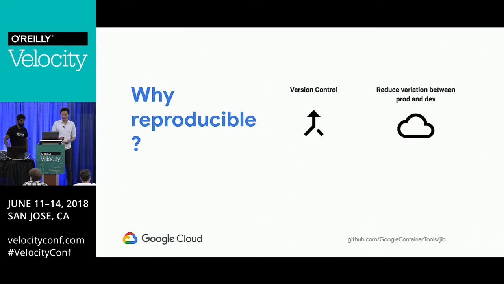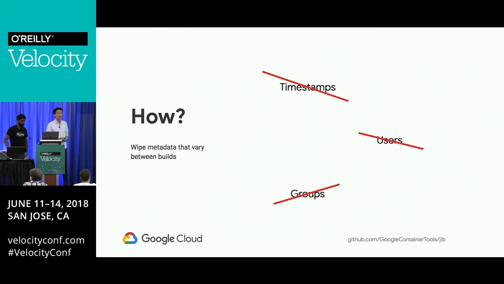And what this helps you do is reduce possible variations that could occur in a production container build that you can't reproduce in a local development build. So how do we achieve reproducibility? Well, we just wipe all the metadata that could vary between builds, such as timestamps, user IDs, and groups.